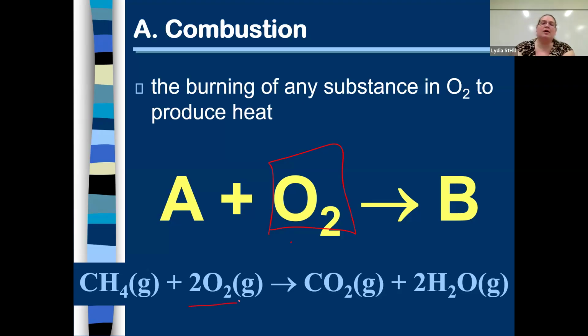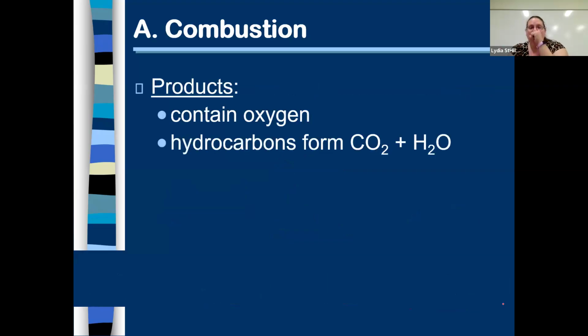So that's something that you are going to have to just commit to memory: that CH, or any kind of combination of CHO, plus oxygen in the form of O2 will produce carbon dioxide and water.